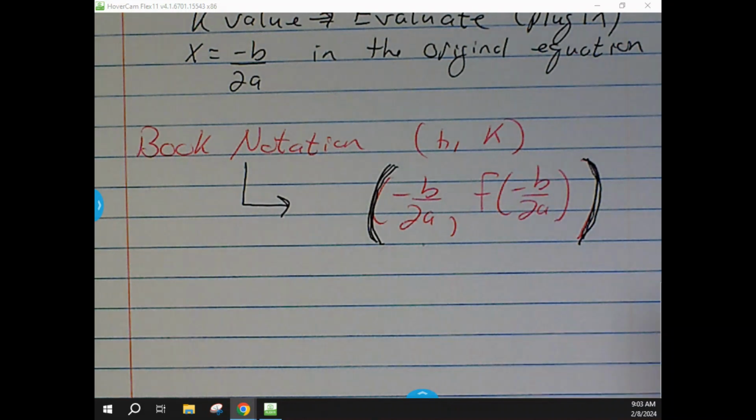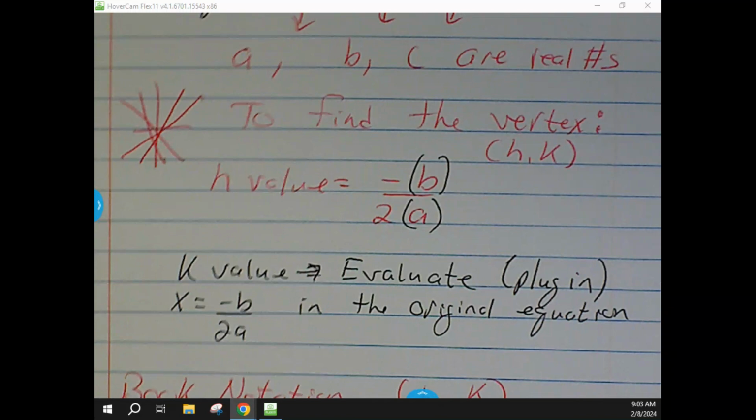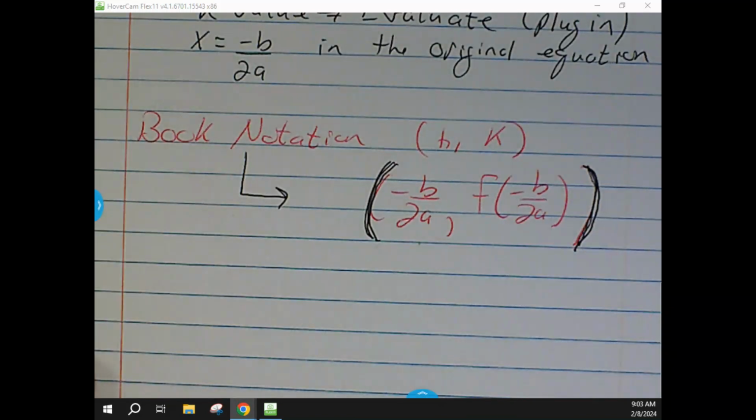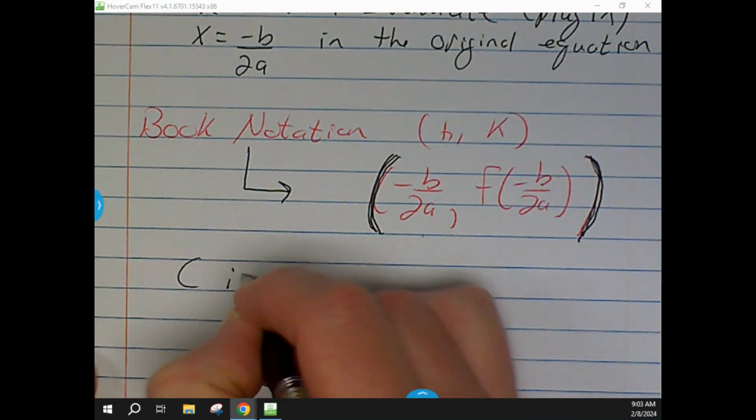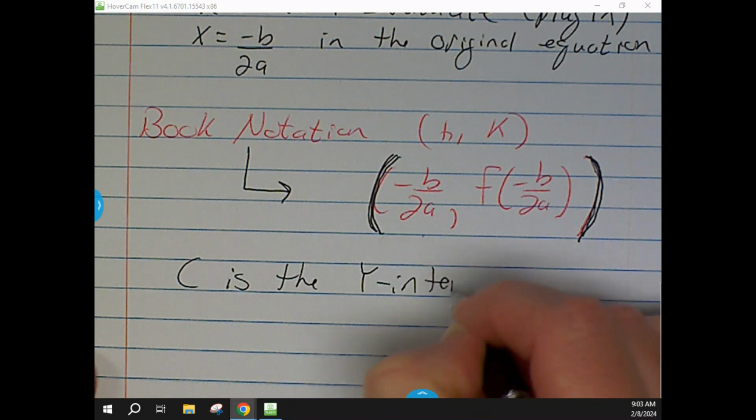Okay. Now, of the three numbers, a, b, and c, we haven't done anything with c, correct? We use a and b to help us find the vertex. So here's what c is going to be. c is the y-intercept.